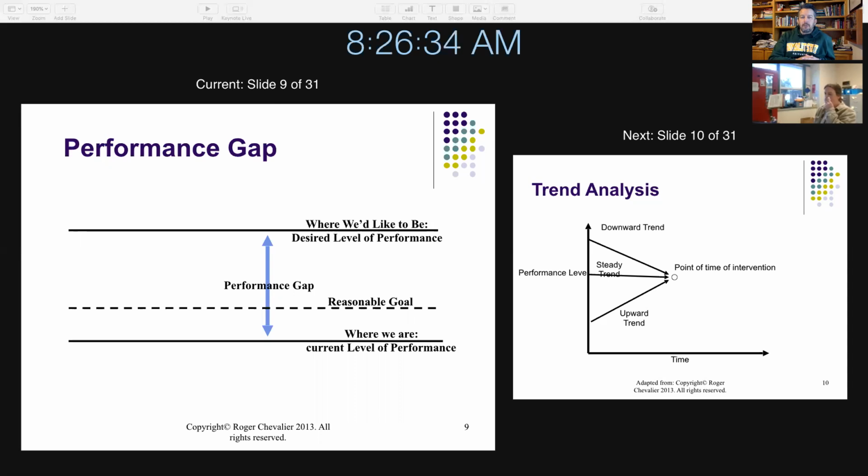So for that reason, you want to pick that reasonable goal, go after that goal with the data that you collected, and then you would reassess it, or you would do another analysis, replicate the process 3 to 5 years out, or right after you reach that goal, and you can make another leap towards that desired performance until you actually reach it.